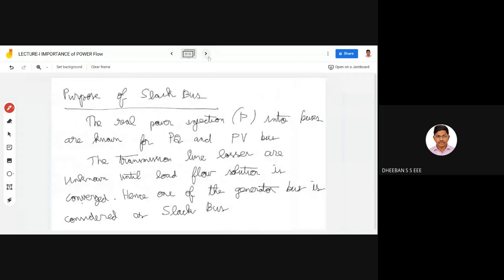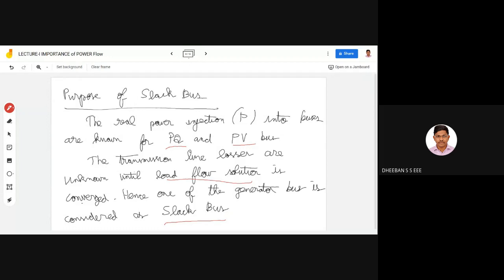Okay. So next is the purpose of the slack bus. Why we are seeing slack bus is that the real power injection into the bus will be known for your PQ and PV bus, that is, the other two buses. The transmission line losses are unknown until the load flow solution. Hence, one of the generator buses will be considered to be a slack bus. So what they are saying is that the main purpose of the slack bus revolves around being the reference value.